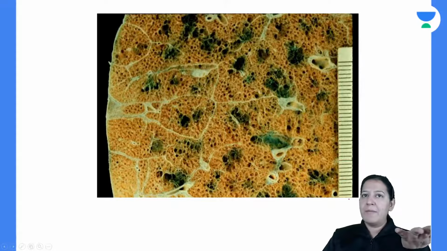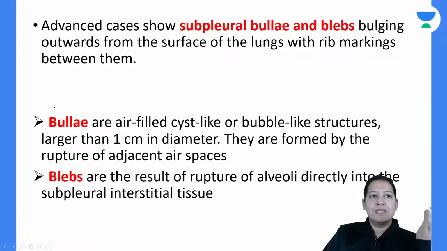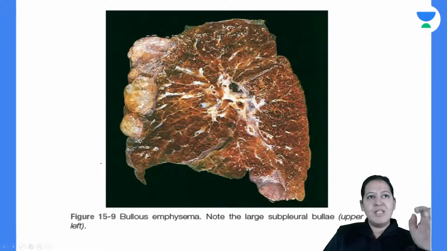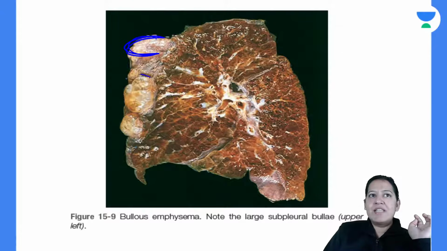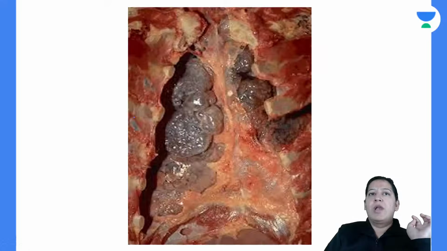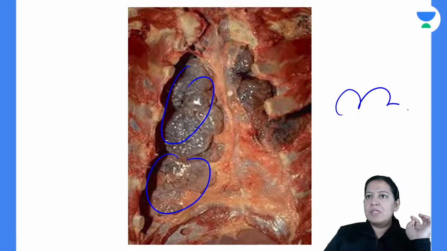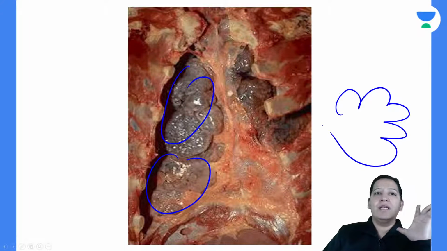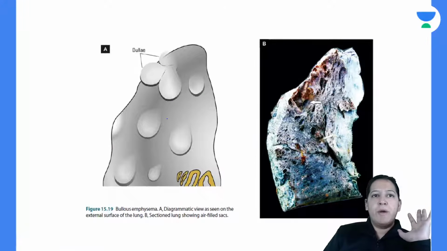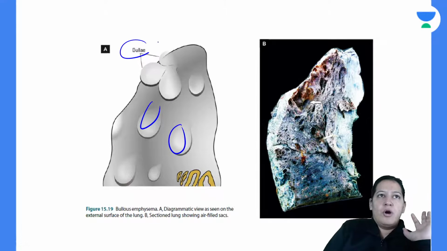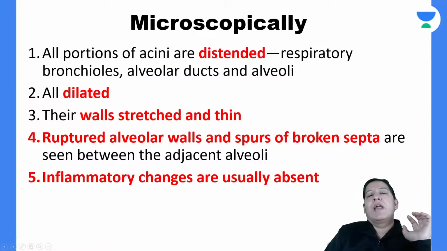Here the lung becomes voluminous and you can appreciate the bullae. Bullae and blebs are there. Can you appreciate these bullae? Multiple alveolar sacs fuse with each other and form these bullae. These are the bullae and blebs. You have to appreciate these bullae on the surface of the lung. So learn this term bullae.